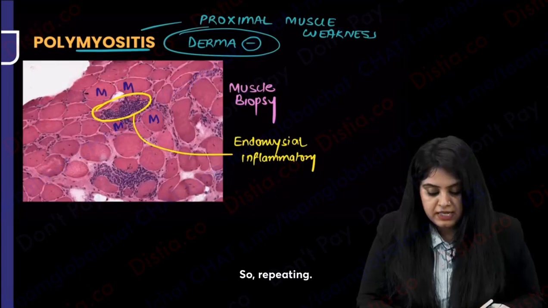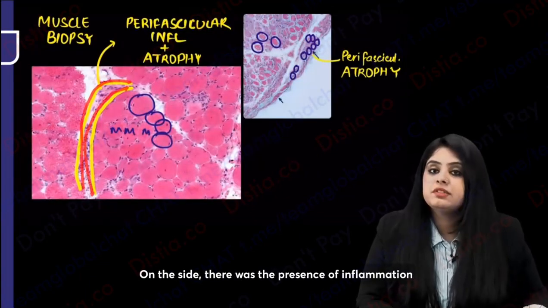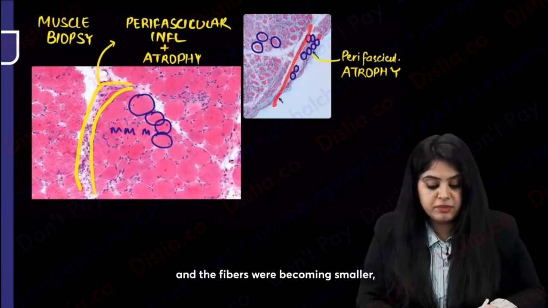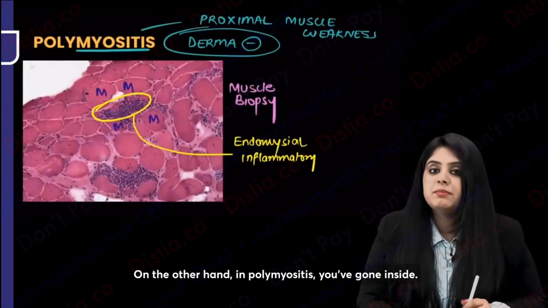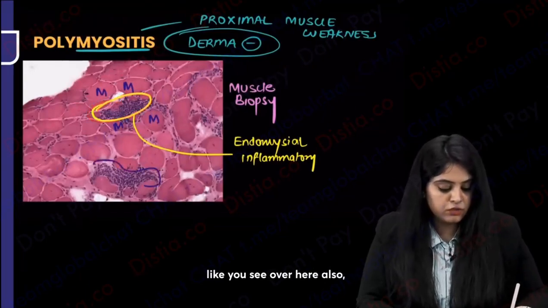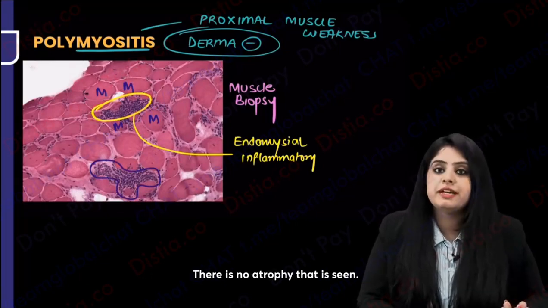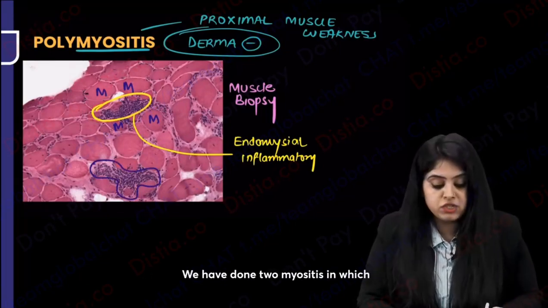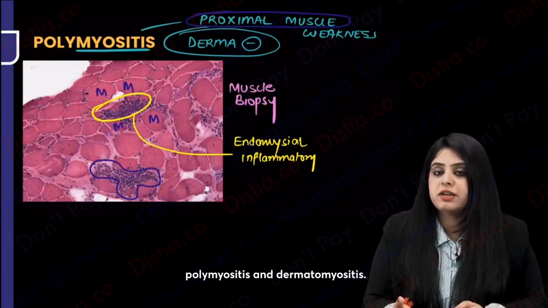So repeating, in dermatomyositis, there was perimysial inflammation on the side, and the fibers were becoming smaller. There was perifascicular atrophy. On the other hand, in polymyositis, you've gone inside. There is endomysial inflammation, like you see over here also. There is endomysial inflammation that is noted. There is no atrophy that is seen. We've done two myositis in which the proximal muscle was getting affected, polymyositis and dermatomyositis.